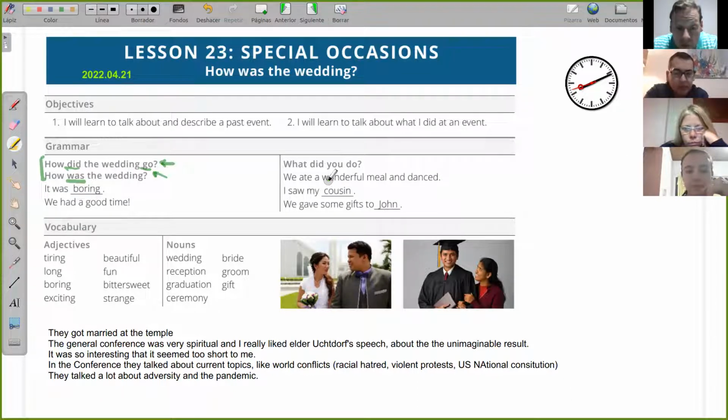Okay. Look at this. So we ate is the past tense of what verb? Eat. To eat. They ate. And danced. What is this? Dance. To dance. That is to move your body following the melody of the music. Okay. So, what is this? See. The simple past form of the verb to see. I saw my cousin. And gave is the past tense of give. To give. Perfect.